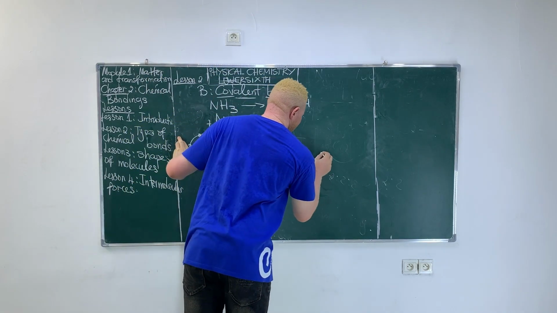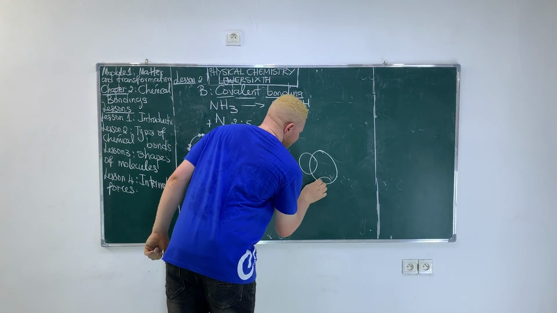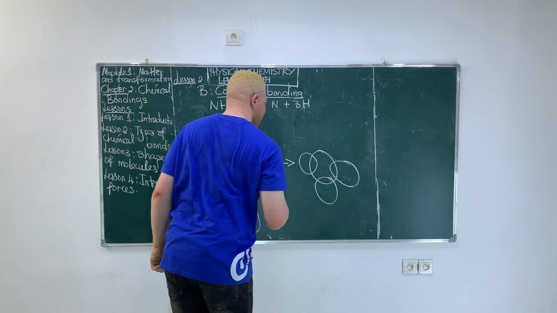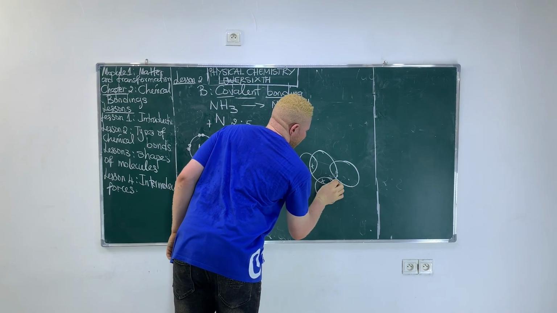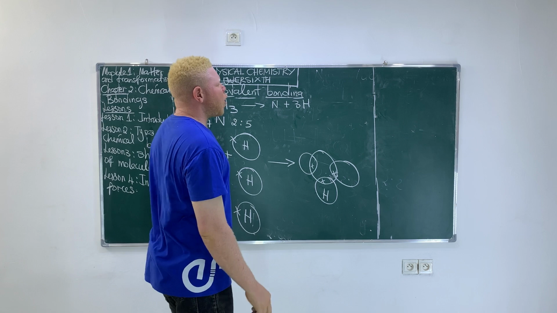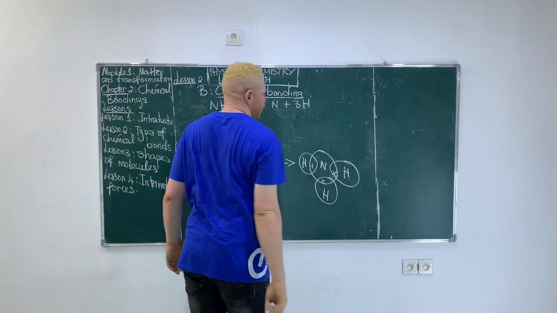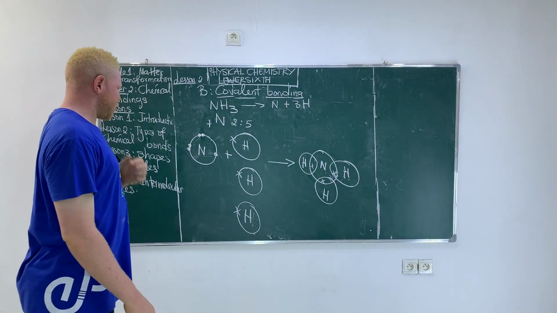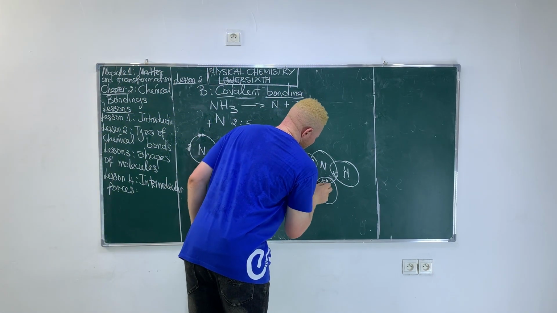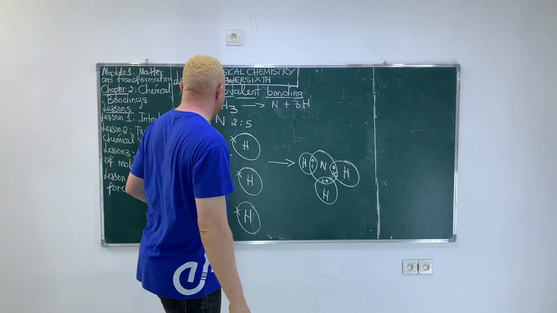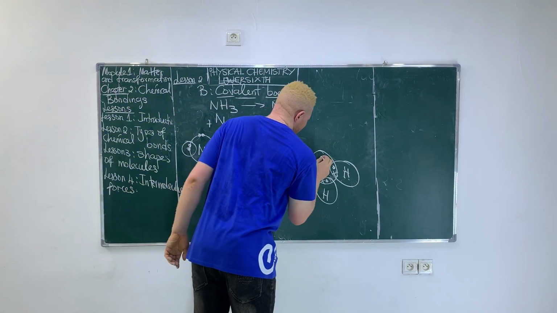We have nitrogen, so put nitrogen. Then there are three hydrogen atoms, so put H, H, H. These are the electrons for hydrogen: 1, 2, 3. Then we put down the electrons for nitrogen: 1, 2, 3. You see that we have used 3 electrons, and 2 electrons are left. So can we put the 2 electrons here?